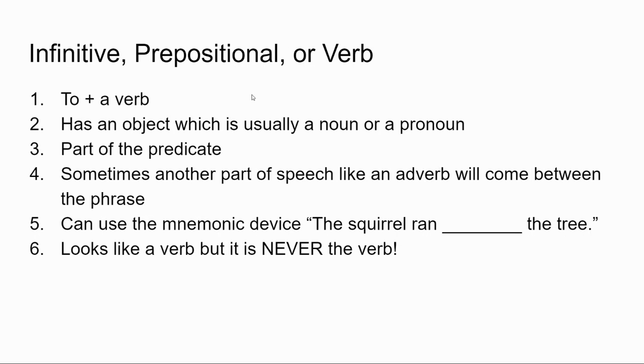All right. So again, when we're looking at it, to plus a verb, that's an infinitive. A prepositional phrase has an object, which is usually a noun or a pronoun. A verb phrase is part of the predicate. Sometimes another part of speech, like an adverb, will come between the phrase. That is a verb phrase. You can use the mnemonic device. The squirrel ran blank a tree. There's your prepositional phrase.